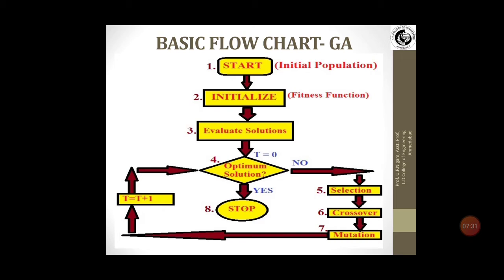Then you have to evaluate the solutions. Whatever fitness function you have with the population and randomization in the population, because it is not possible to look after the whole population, you will select a few members of the population randomly, then run the program, and you will get some solutions of the fitness function.